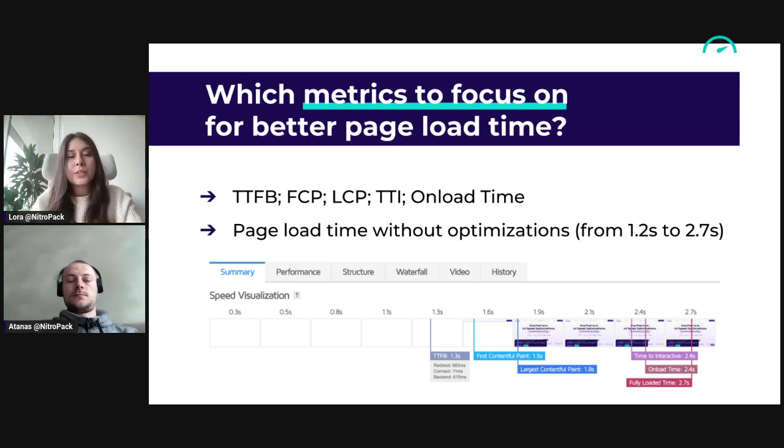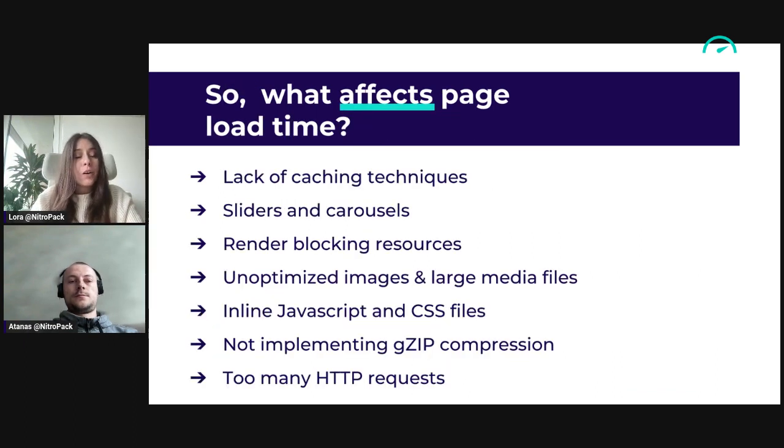We went from 725 milliseconds to 1.3 seconds, and page load time went from 1.2 seconds to 2.7 seconds. So that's a huge decrease in page load time. This means our efforts not only affect TTFB, but other metrics like first contentful paint, largest contentful paint, time to interactive, and on-load time. Which brings me to my next question.